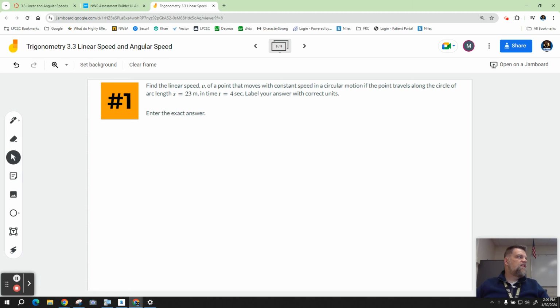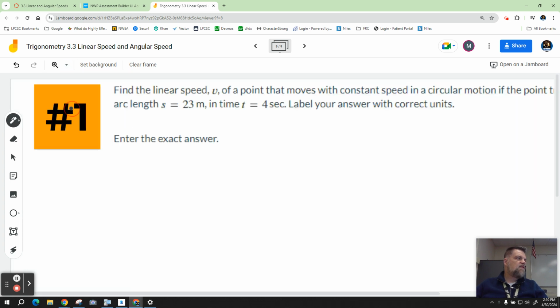All right. So this one says, find the linear speed v of a point that moves with a constant speed of circular motion. That means it's a constant angular speed, with an arc length of 23 meters and the time of 4 seconds. So the first thing that I want to do is list all the information that they give me. All right, so what did they give me?